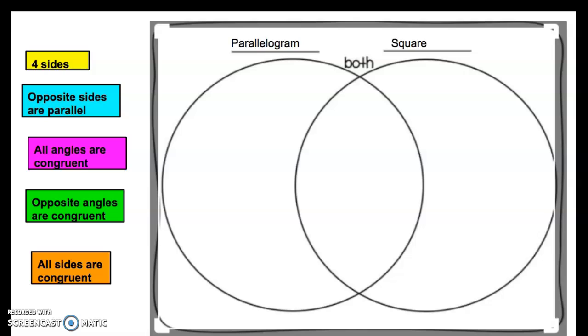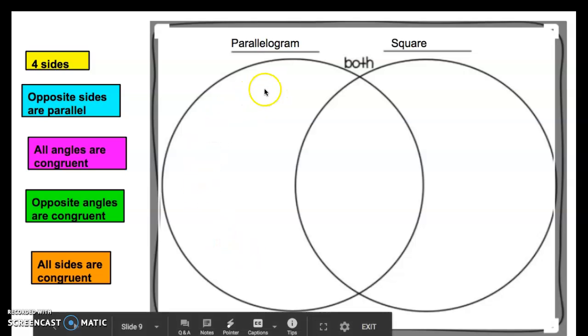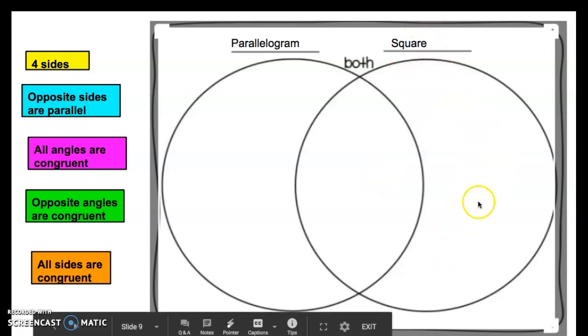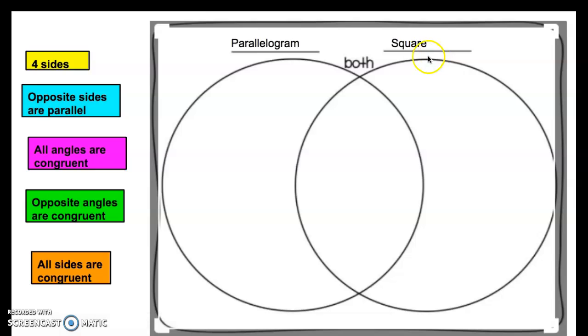Your assignment is going to be a Venn diagram. Now, a Venn diagram compares two things about what's the same and what's different. So if you look, we have a parallelogram right here, and this part of the Venn diagram are those things that only a parallelogram has. And this is the side that has only the things that a square has. And this middle part is where you put the things that both of them have.